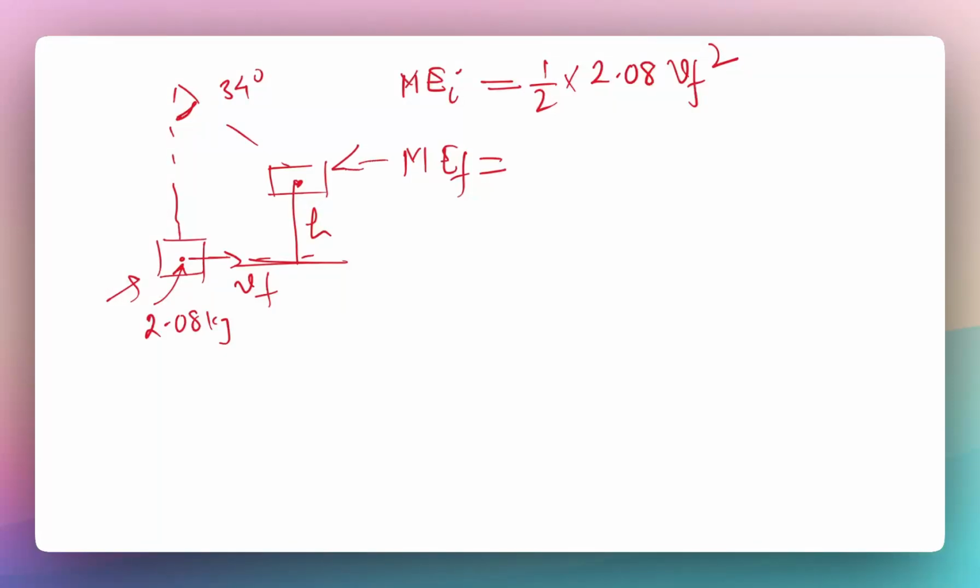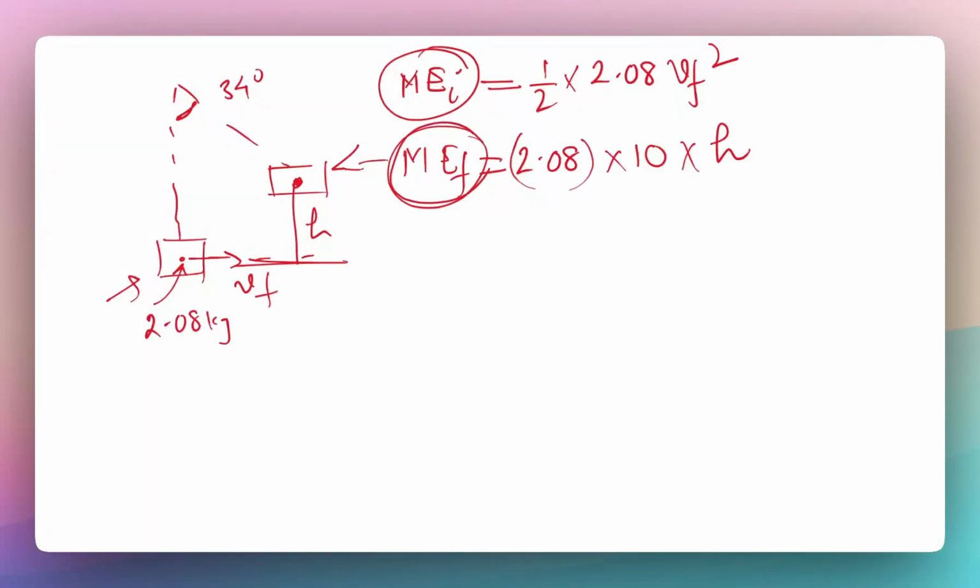Final mechanical energy over here is going to be mgh, right? So remember, the bullet is already embedded, so this is going to be 2.08 m into g, we are going to take 10, and h, which is over here. Okay, and these two quantities will be equal to each other, right? Initial mechanical energy is going to be final mechanical energy.